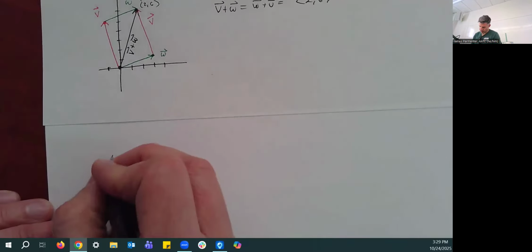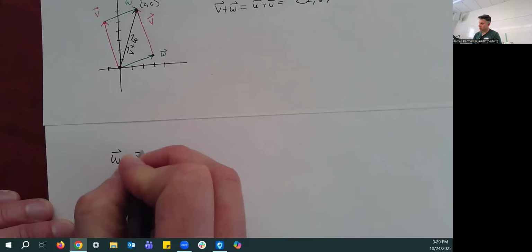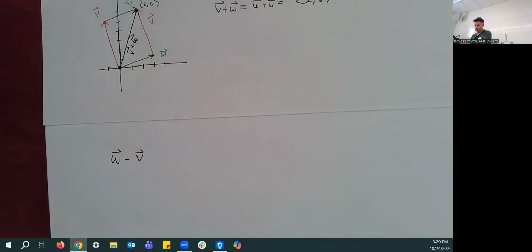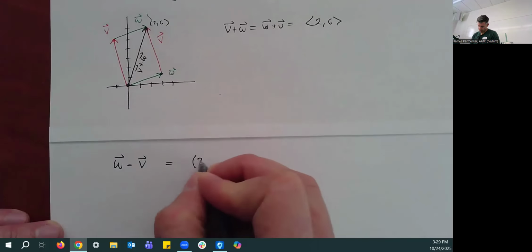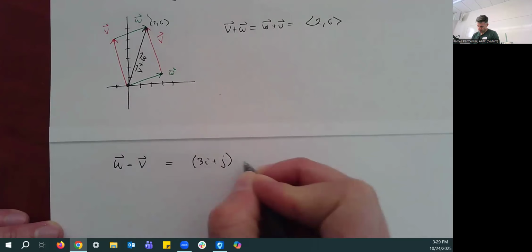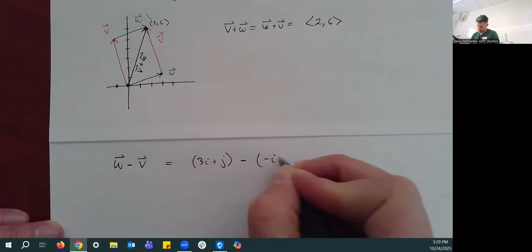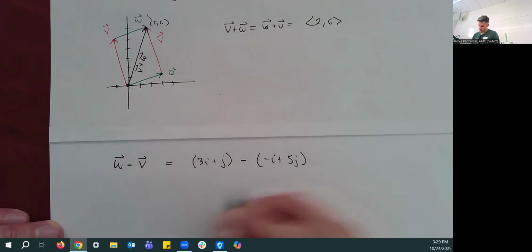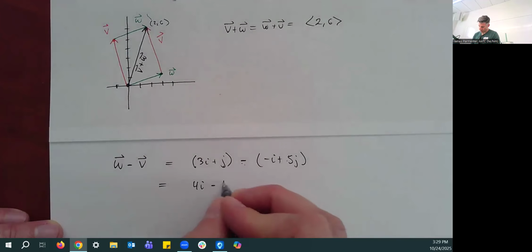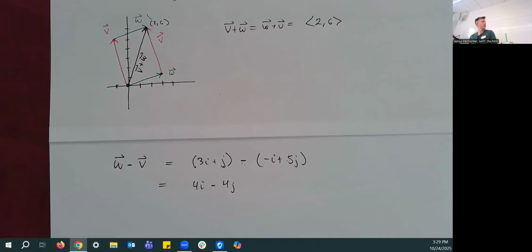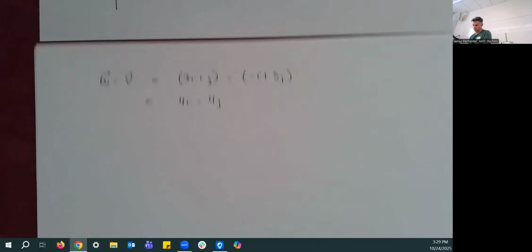W minus V? Well, calculating is the easy part. W minus V is just going to be 3i plus j minus negative i plus 5j, which is going to be 3i plus i is 4i, j minus 5j is minus 4j. Graphically, for me, it's always harder to see what it is. So here's what I'm going to show you, and then we'll do the trick.